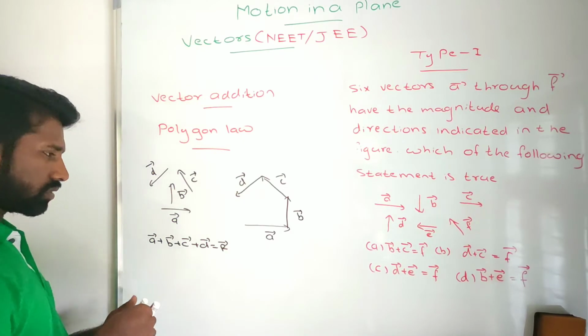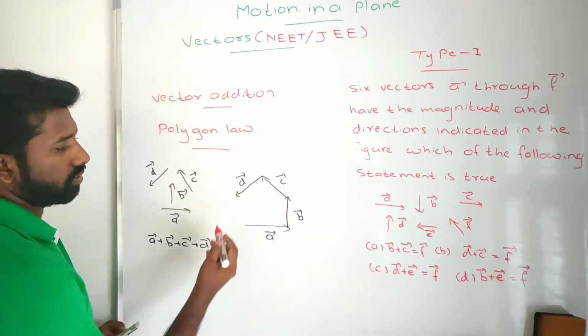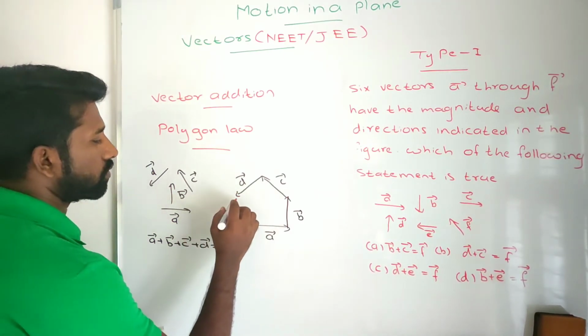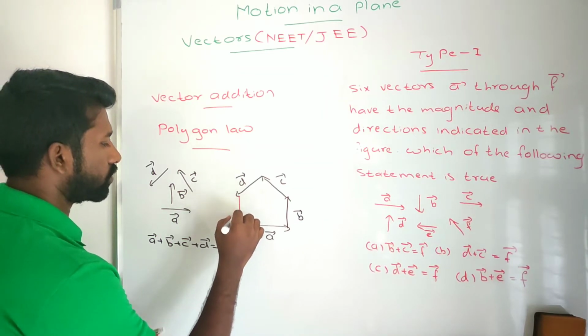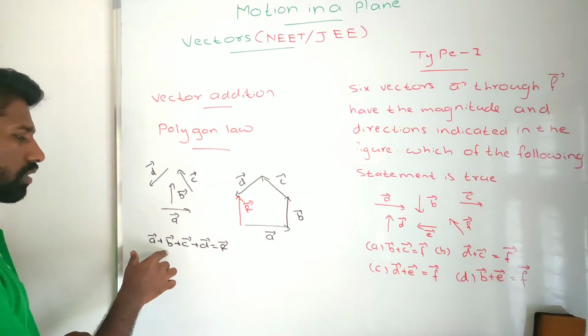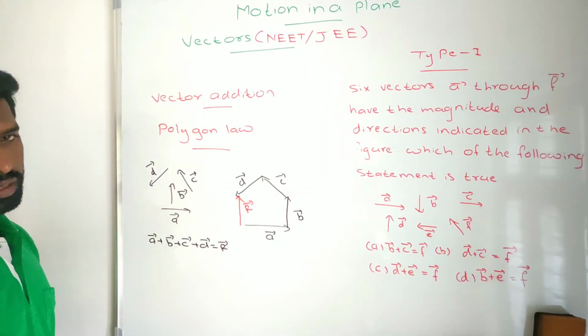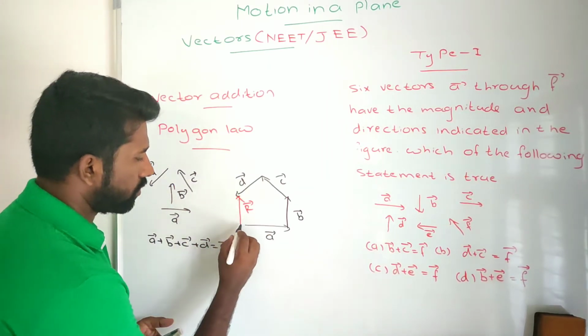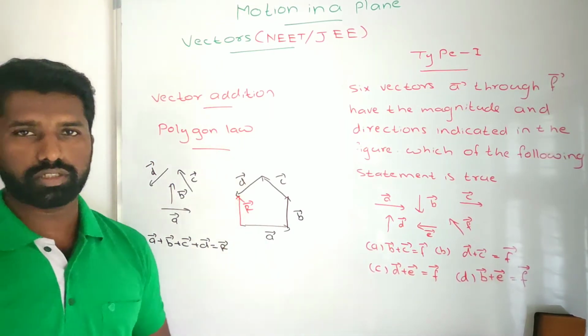Then the resultant is the closing side. This is the closing side. This we have to take in the opposite order, that is like this. This resultant is A plus B plus C plus D. This is the Polygon law of vector addition.